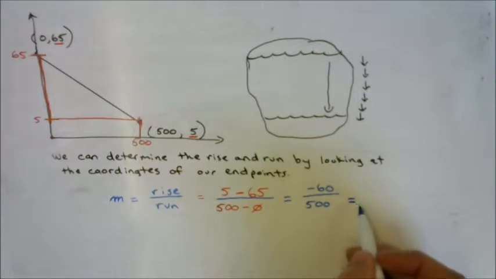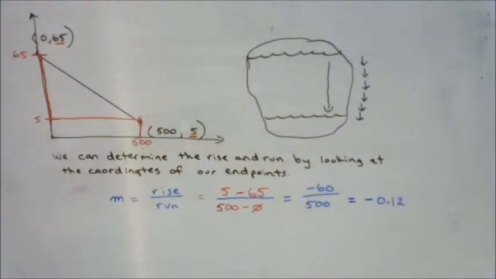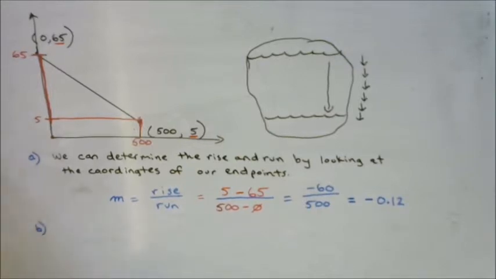You can reduce it if you want to, or you can just punch it in your calculator and make sure you have a negative. 0.12. Good. So now we need to interpret that. What does that negative 0.12, negative 12 hundredths, mean?